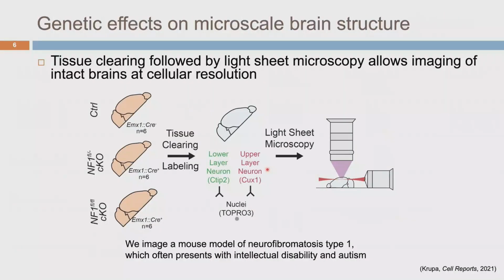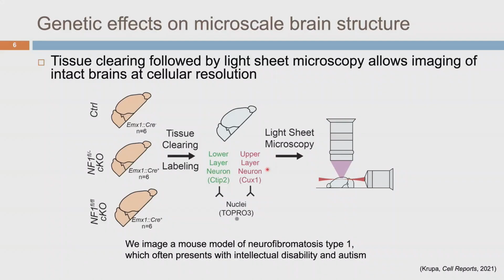So there's been a recent surge in new methods for imaging intact brains at cellular resolution without the need for physical slicing. These are called tissue clearing methods and allow the full mouse brain to be imaged intact. We've imaged a mouse model of neurofibromatosis type 1, a disorder which often presents with intellectual disability and autism, to understand how this mutation alters brain structure to lead to risk for a neuropsychiatric disorder.